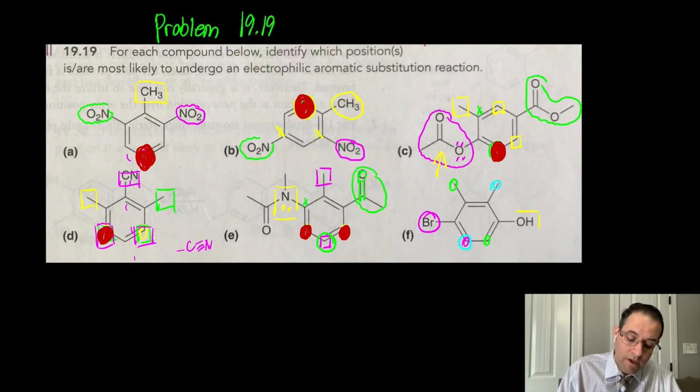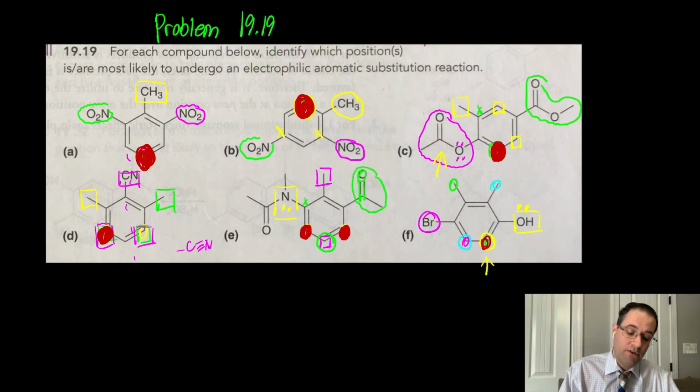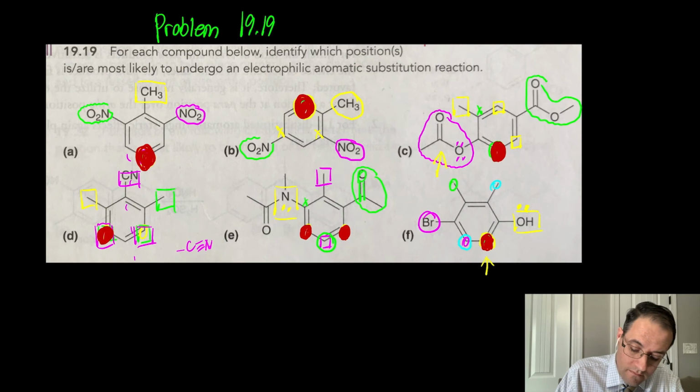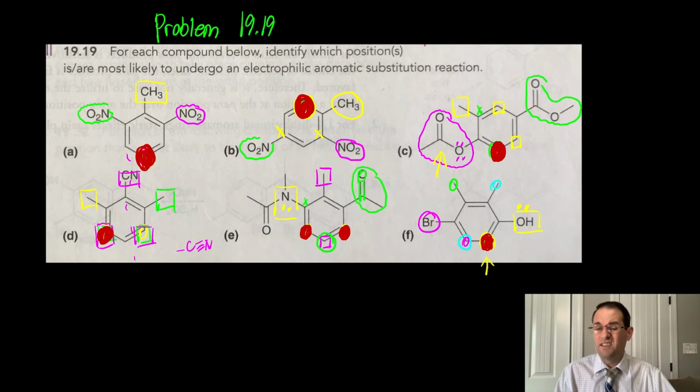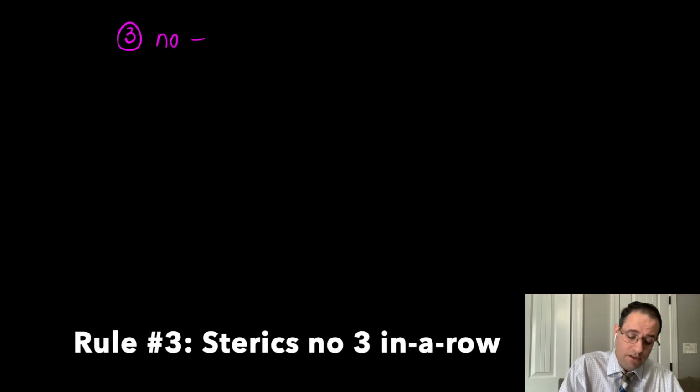And then we have the hydroxyl group. A hydroxyl group is the strongest director. It's going to trump all of these other ones, and it's going to direct ortho and para, so it wins out. That's where you're going to have reaction. So that's a nice little summary of rules 1 and 2. Now a third rule that you have is, generally speaking, like tic-tac-toe, you have no 3 in a row.